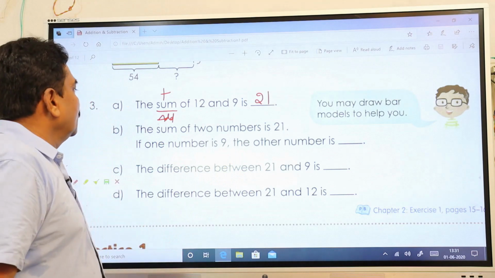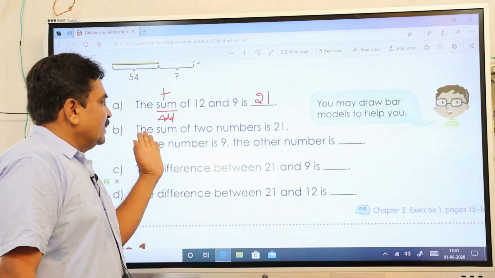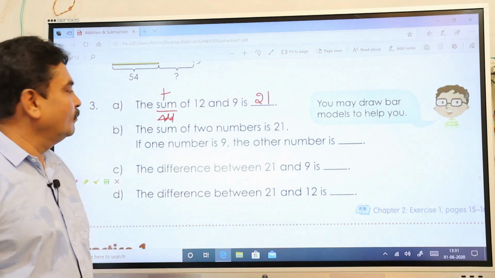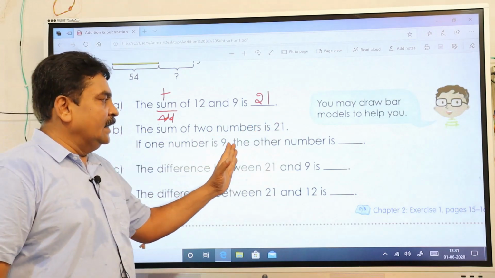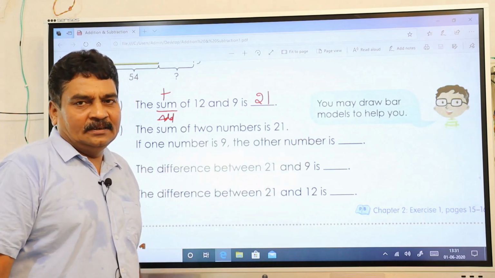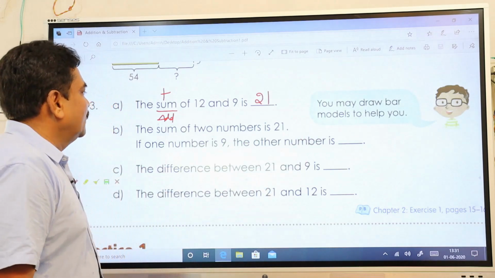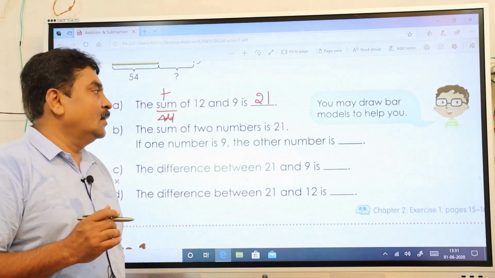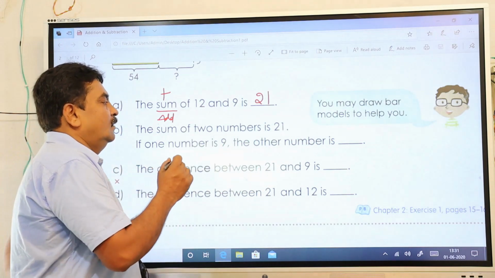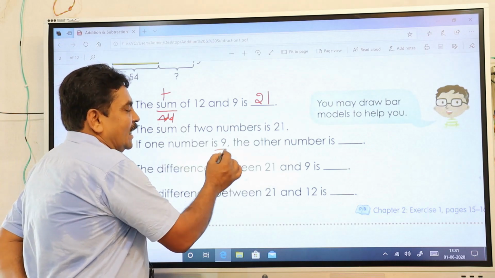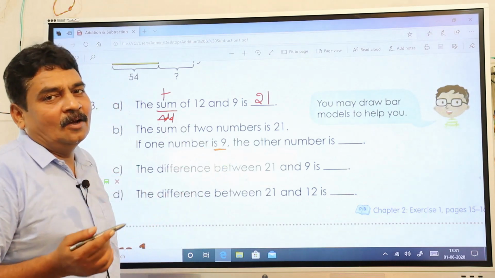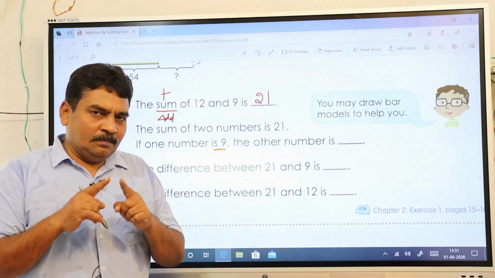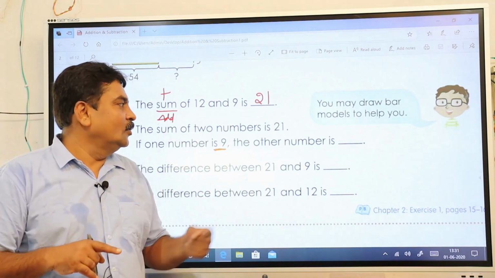Logical way. Now the second question is, the sum of two numbers is 21. If one number is 9, the other number is dash. So here there are two numbers. Suppose one number is 9, the other number is how much? When you add two numbers, you should get 21.